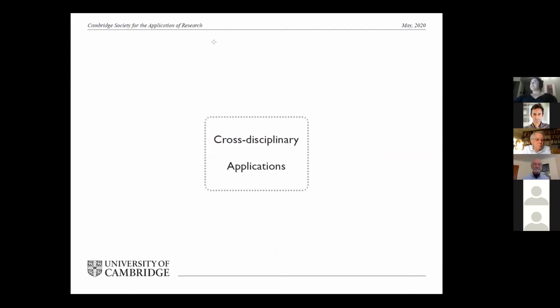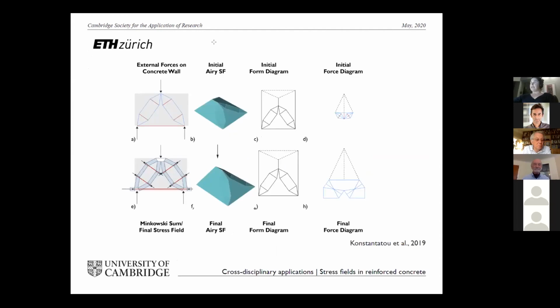So the fact that the theory is very geometrical and abstract means that it can be applied to a lot of things. One example is stress fields in structural concrete. That was a collaboration with some colleagues at ETH Zurich. Here, through the truss analogy, if you have the initial topology of the strut and tie network and the external loading on your concrete wall or slab, then you can make an initial form diagram and you can lift this up to your polyhedral Airy stress function.